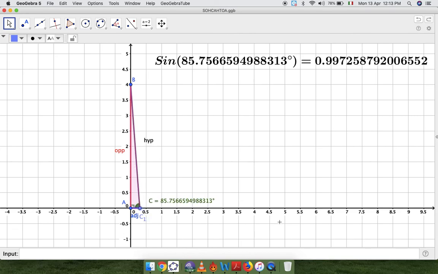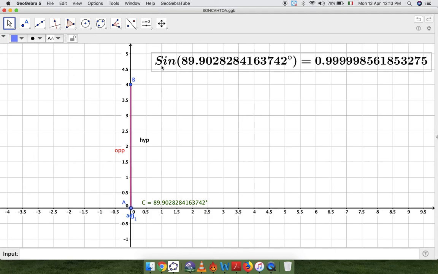What happens when that angle gets closer to 90 degrees? That ratio is getting closer and closer and closer to 1 until eventually we get to 90 degrees. I wonder if it'll actually touch 90 degrees. Oh, it won't. It goes over. Okay. So it's important to remember what's going on here. So let's not forget it. The sine of 90 degrees is going to be 1.